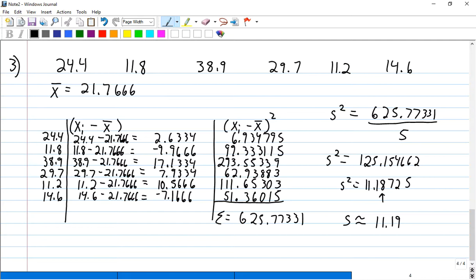Any questions? It's a lot of calculations, and there's a lot of room for error. Okay, there really is. So you have to be very careful with your calculations. And the more data values that there are, the more room for error there is. So again, you got to be careful.